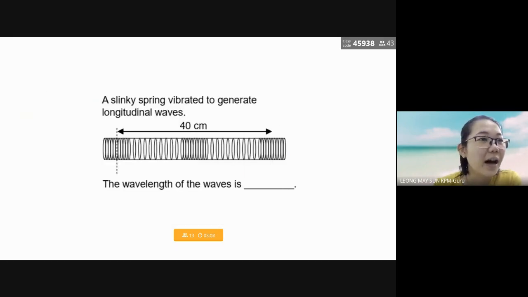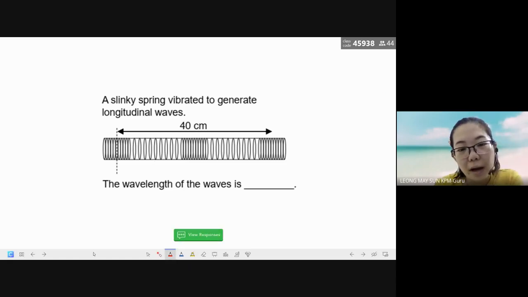Alright, so how did this answer come out? I'm going to show you the working right now. Okay, I'm going to stop the submission. So how did this answer come out?